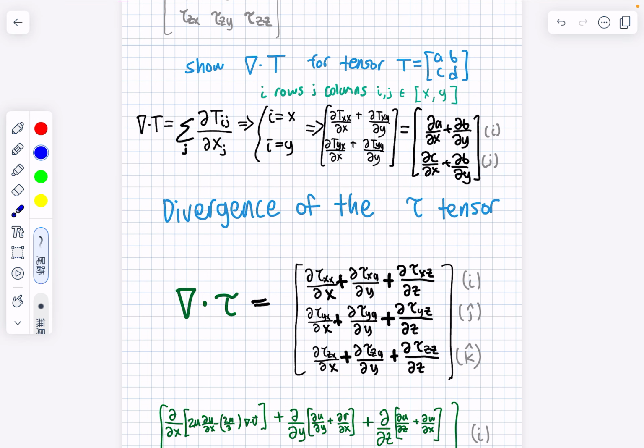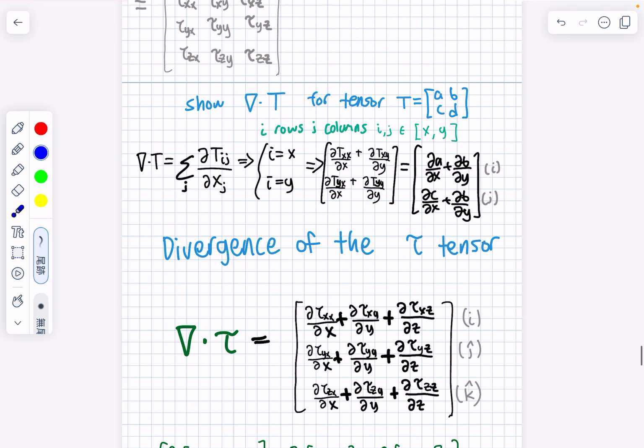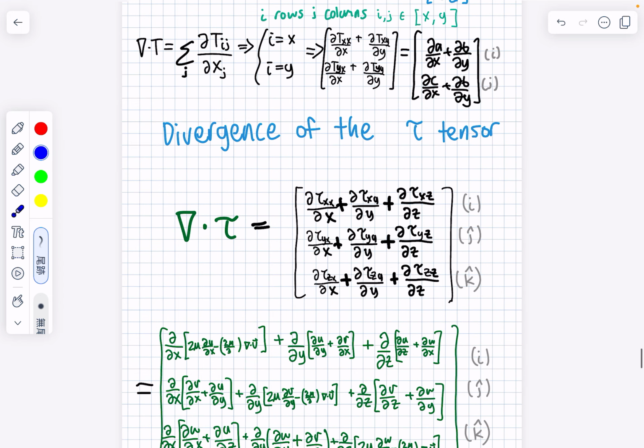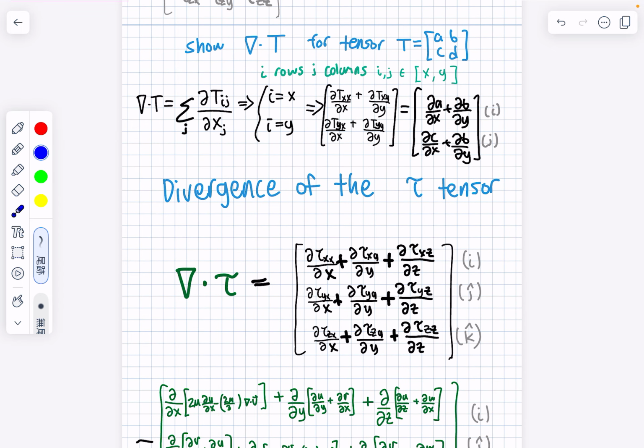Hurricanes, all that. And I also want to first show for a second how we show that the divergence of the stress tensor, which is this multiple dimension vector of vectors, which we'll just call T, is a vector.